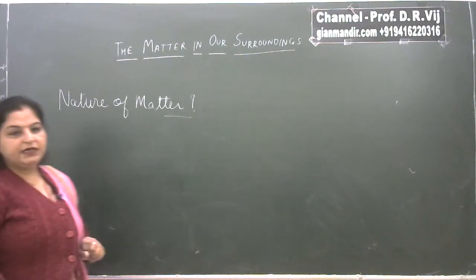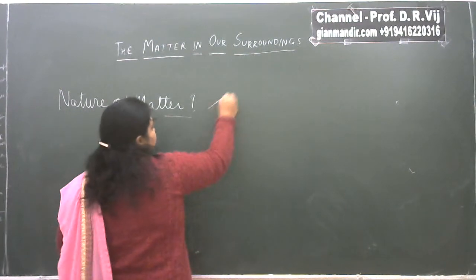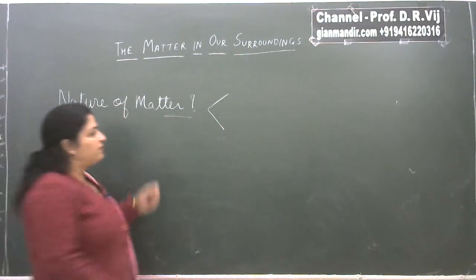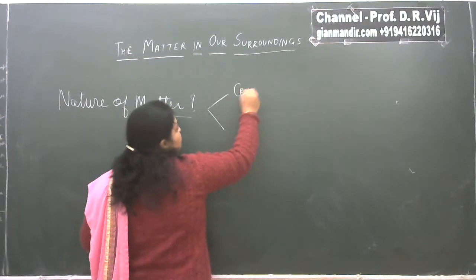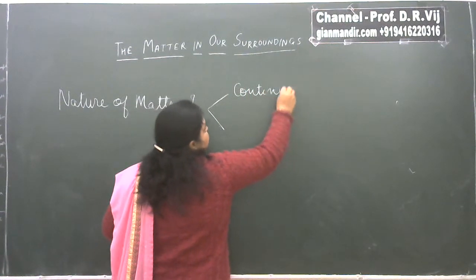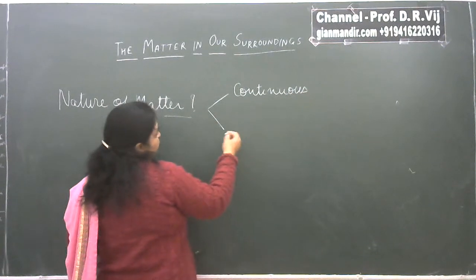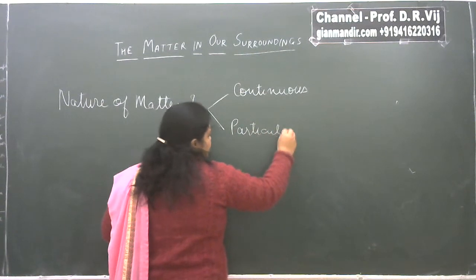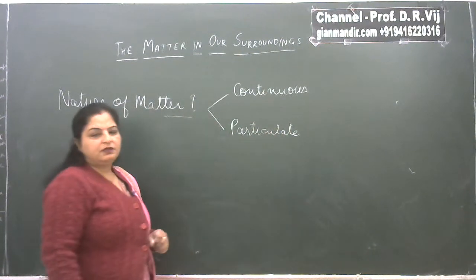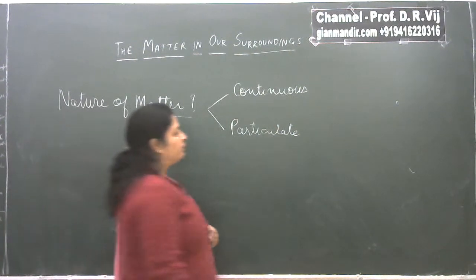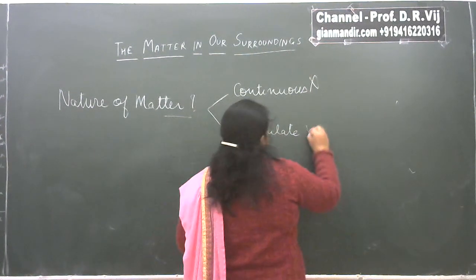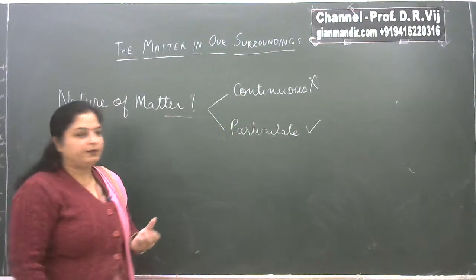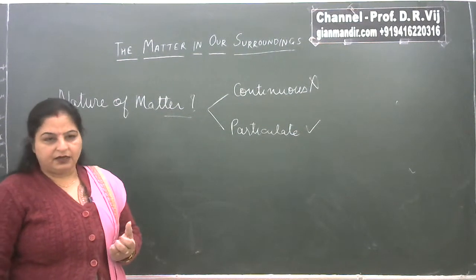If we talk about the nature of matter, there are two different schools of thought with two different views. According to the first view, matter is continuous, and the other school of thought says that matter is discontinuous, it is particulate. Later on, studies and experiments proved that matter is not continuous, it is particulate. Particulate means that matter is made up of very tiny particles, right?